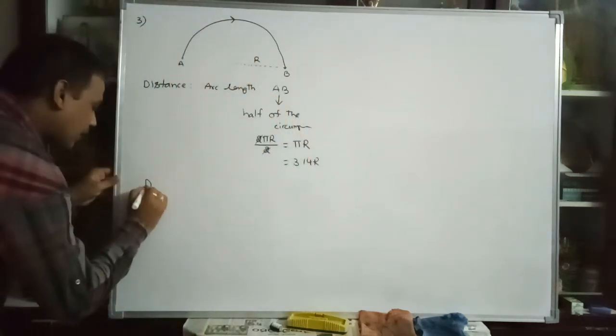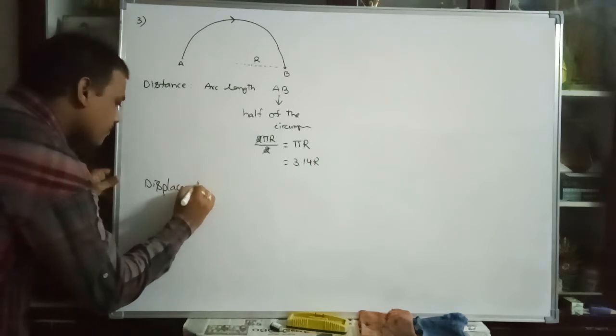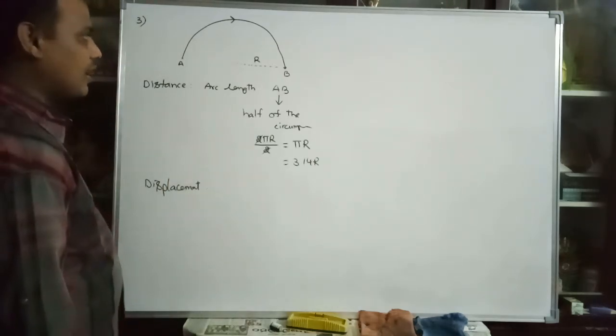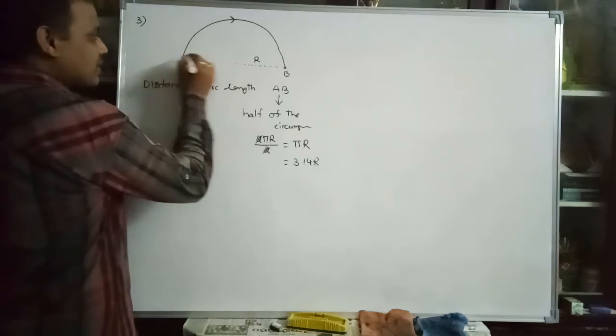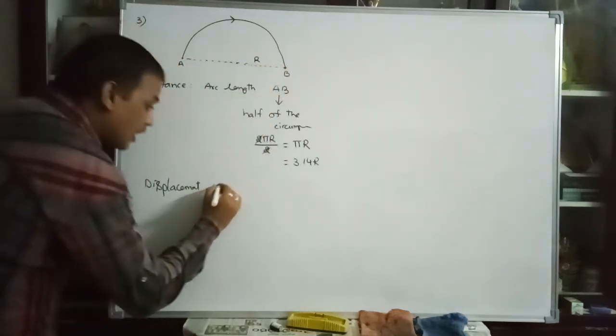And after that, calculating displacement. Displacement is nothing but the shortest path between the initial and final point. The initial point is A and the final point is B. The shortest path is nothing but a straight path, like this. So AB bar.